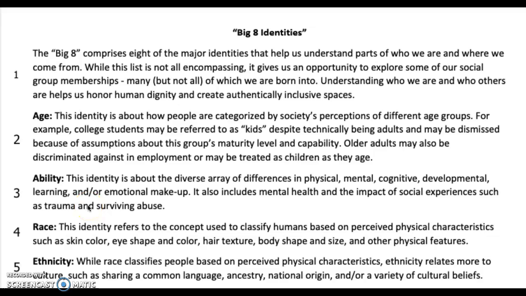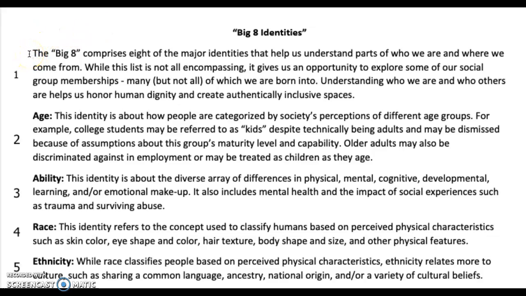Now you're going to do the second read of our complex text, Big 8 Identities. By now you should have already read it one time to get some of the main ideas and to get an introduction. Now, in our second read, you will get a more detailed understanding of our text. Here we go from paragraph 1.